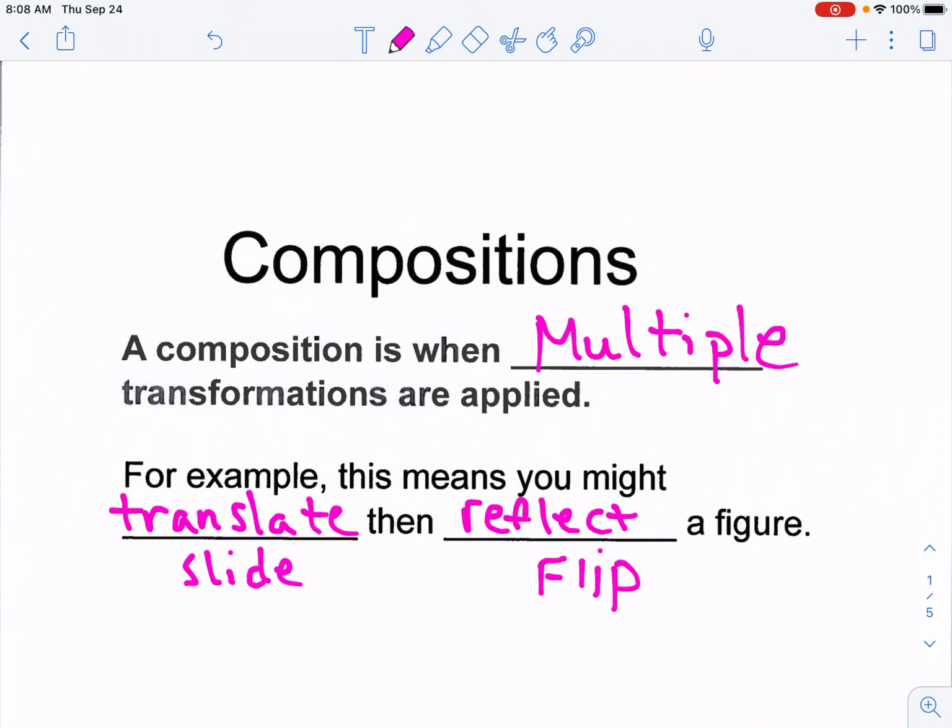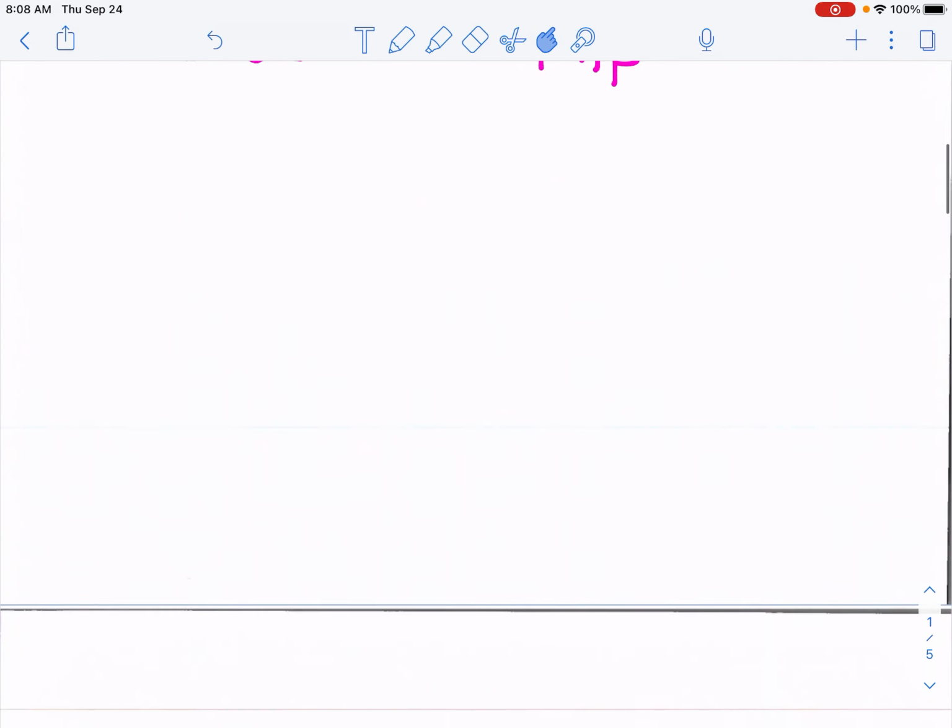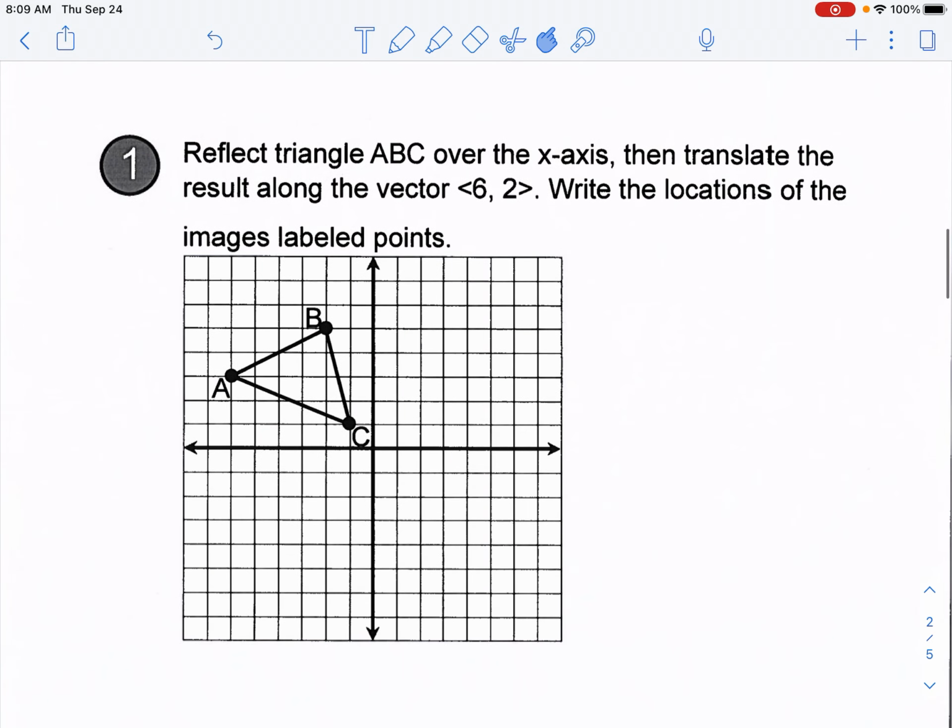So we're going to be doing more than one thing to our picture, and then we're going to write where our final picture lands. Let's go ahead and look at some compositions. It's going to be key that we label our points throughout this so that we know our final figure at the end.